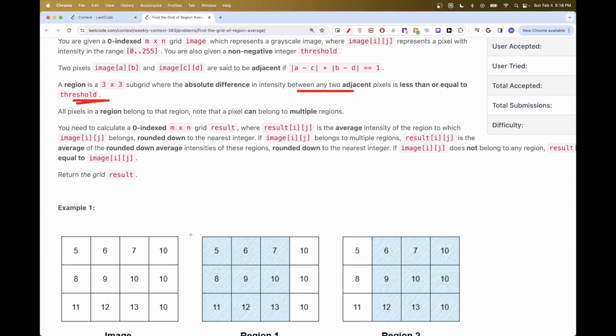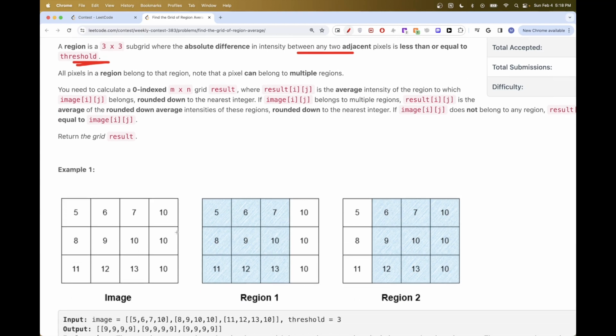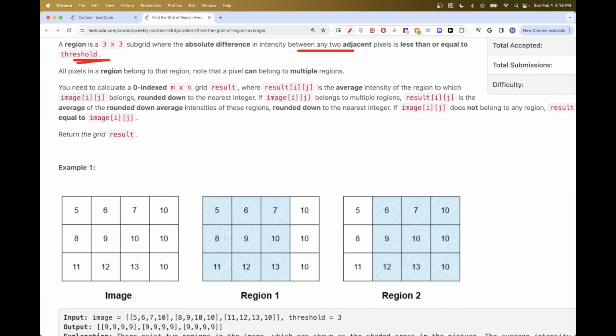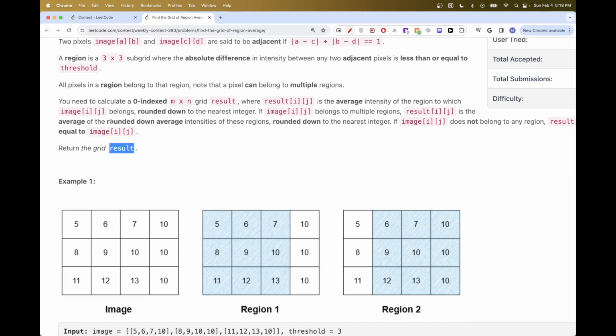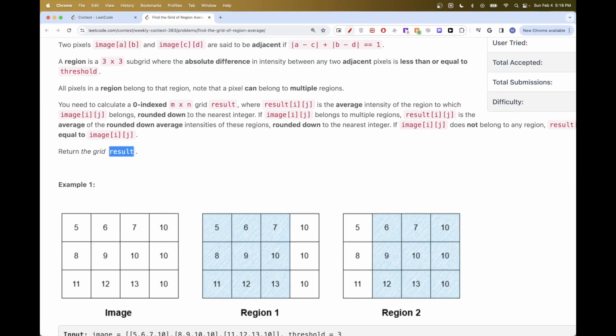And a specific cell can be part of multiple regions. So for example, this cell here is part of this region 1 subgrid here, but it's also part of this one, right? Same thing for 6, same thing for 12, and same thing for 7, 10, and 13. Okay, so what do we need to return? We need to return a result matrix where the result for each cell will contain the average intensity of the region in which that cell belongs, right?